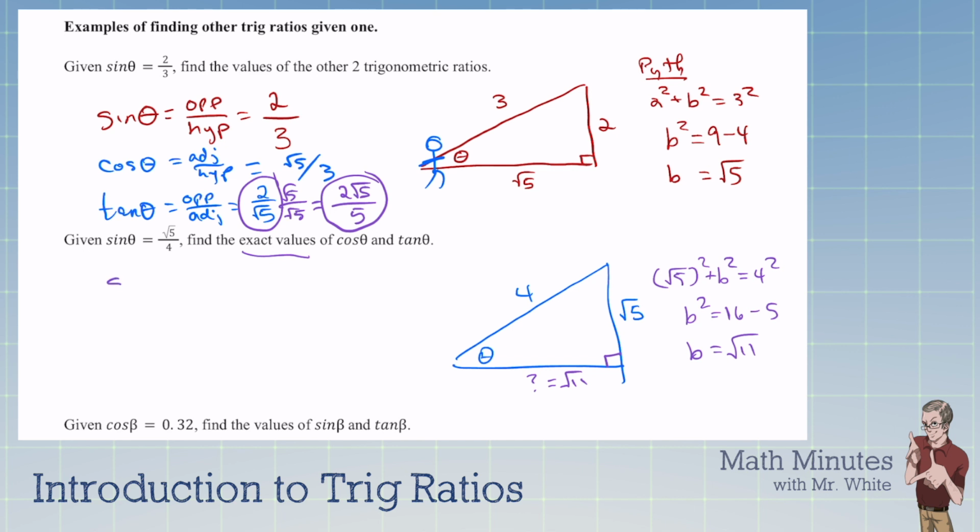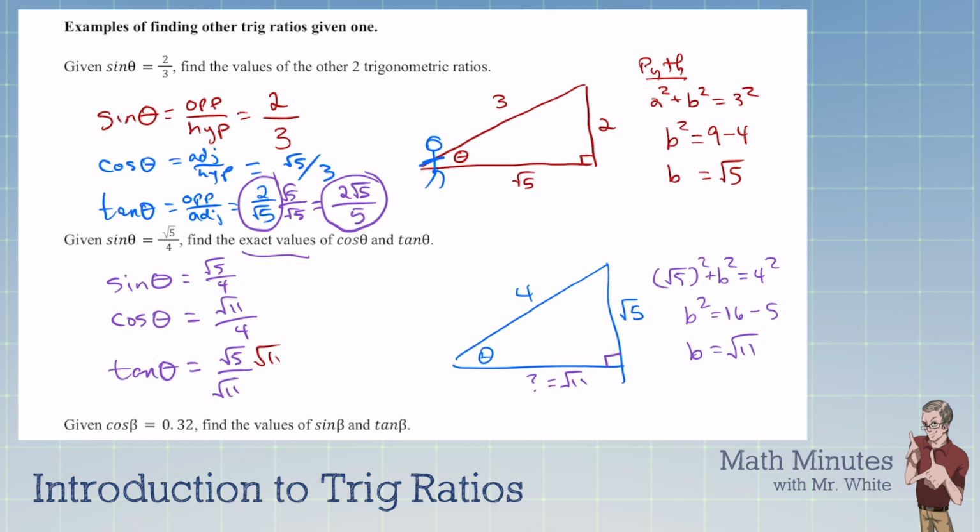So here we go. The sine of theta is radical 5 over 4. Cosine would be adjacent. So what leg is next to our theta? That's that radical 11 that we just found. So radical 11 over, and the hypotenuse is 4. And then tangent is opposite over adjacent. Now once again, we don't like to have radicals in the denominator, so we have this process called rationalizing the denominator.